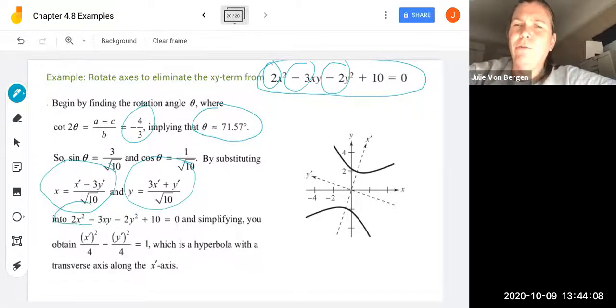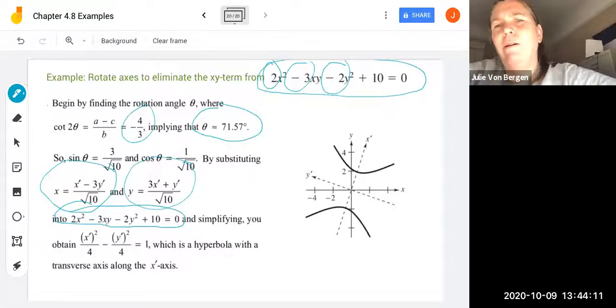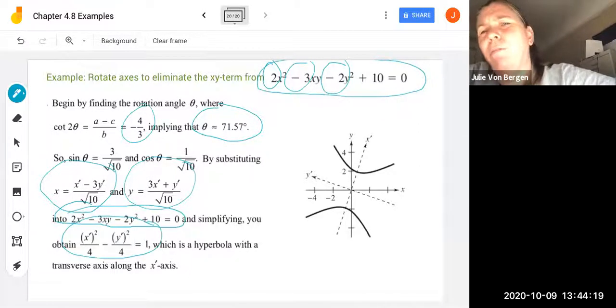2x squared minus 3xy minus 2y squared plus 10 equals 0. And then when we simplify, you lose the xy term and you get this equation here. X prime squared over 4 minus y prime squared over 4 equals 1. That's the equation for a hyperbola, and the transverse axis is along the x prime axis. So you can see how we are able to use our change of basis knowledge here to rotate the axes and rewrite our hyperbolas or other conic sections without the xy term. So we'll be doing some practice with this and using change of basis in the group problems.